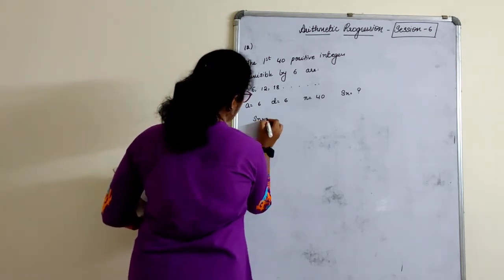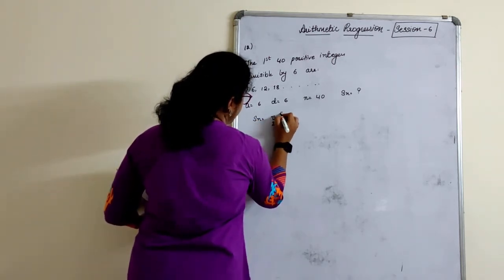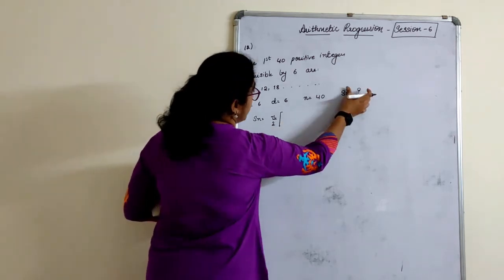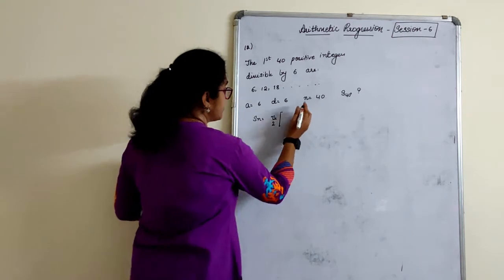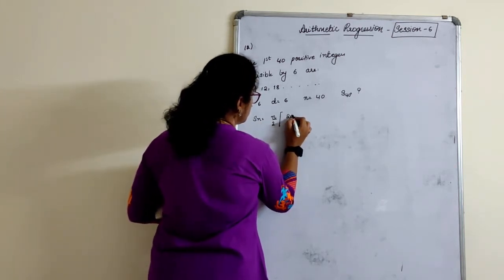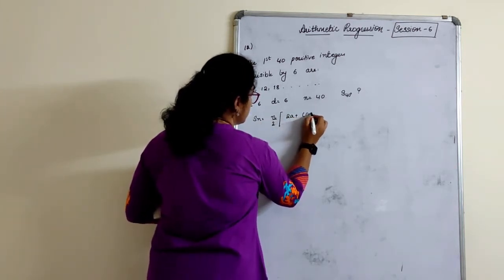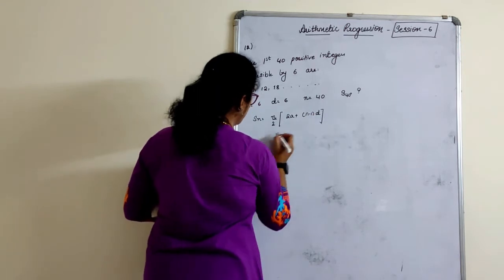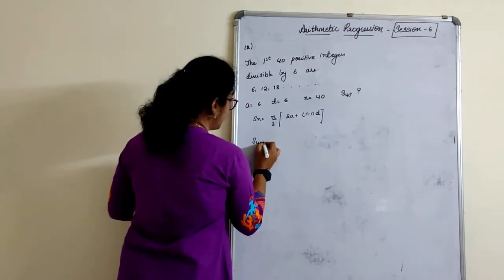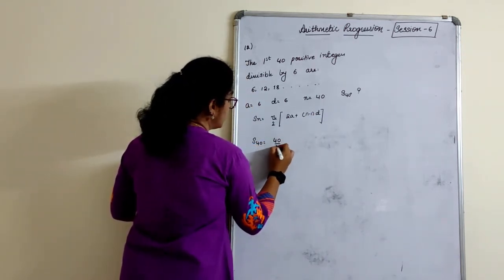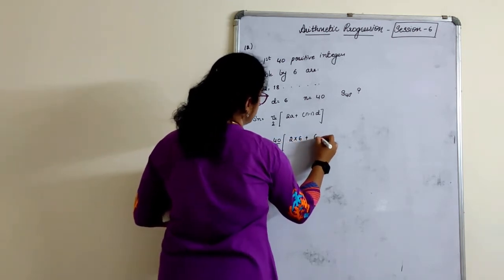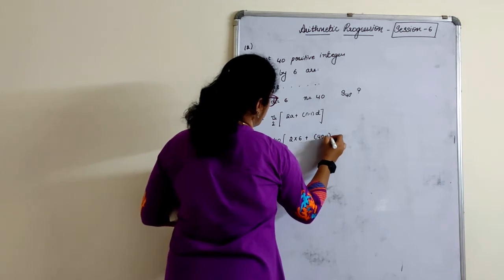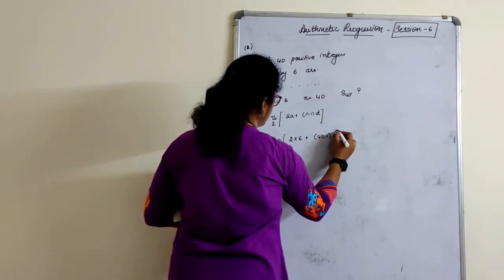Sn is equal to n by 2. We actually, it's not Sn, it is S40. Sum of the first 40 integers they have asked. So n by 2, 2a plus n minus 1 of d. S40 is equal to 40 by 2, 2 into 6 plus 40 minus 1 of 6.